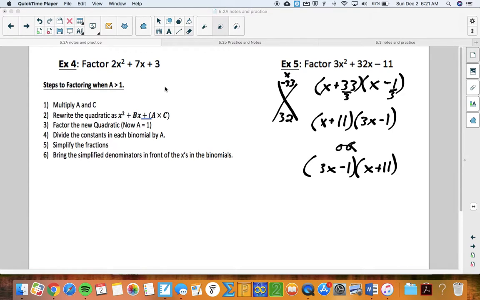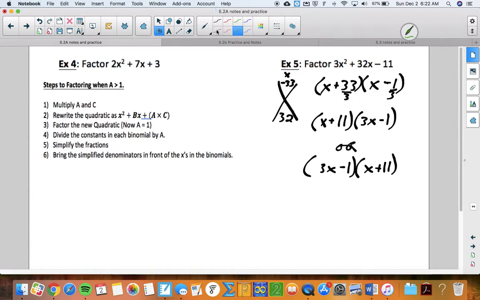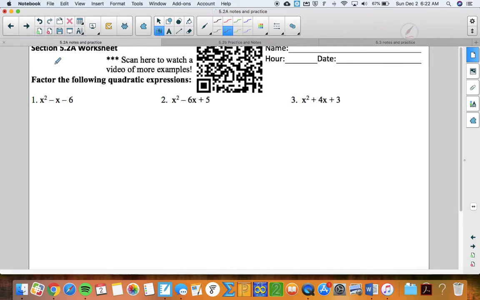In a second, we'll start our practice on the right side of 5.2a. However, hopefully you tried example number 5. These are your potential answers right here. And I say answers just because you can switch your binomial factors around. So these mean the same thing. So let's try the practice.